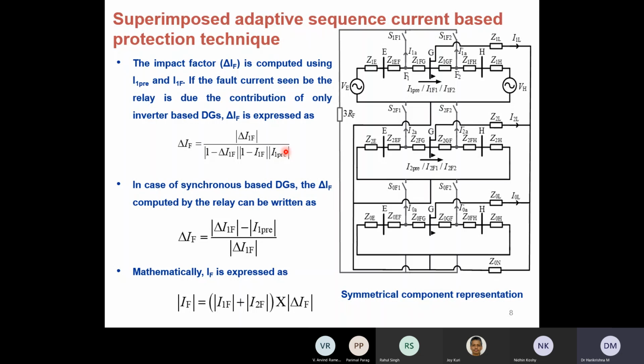Actually, the main purpose of determining the adaptive fault current, which is based on the positive sequence current and negative sequence current, and an impact factor, is that during fault conditions in an islanded mode, the fault current contributed by the DGs is not more than 2 per unit. Therefore, the impact factor is calculated based on the mode of operation and the presence of DG, distributed generation. A particular impact factor is calculated in order to bring the fault current back within limits.